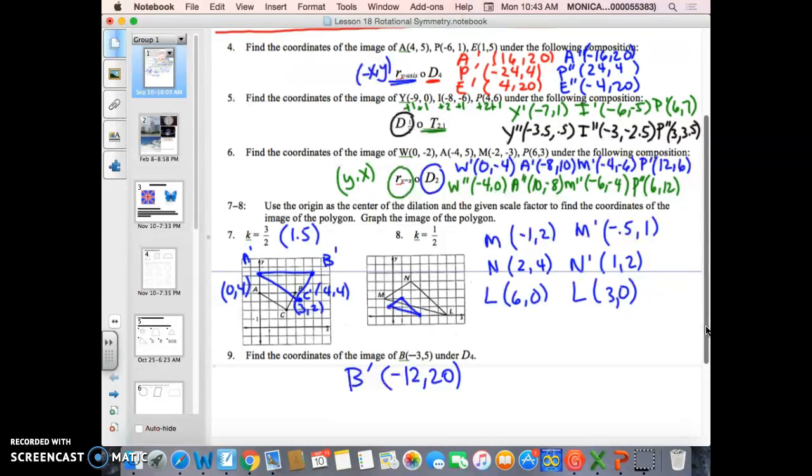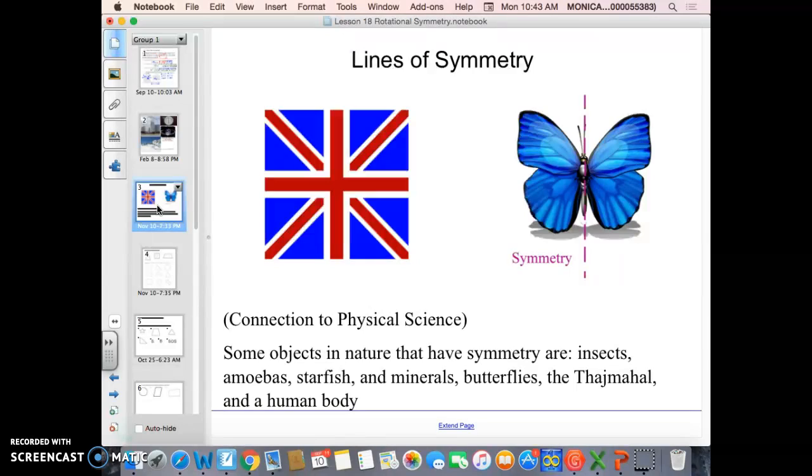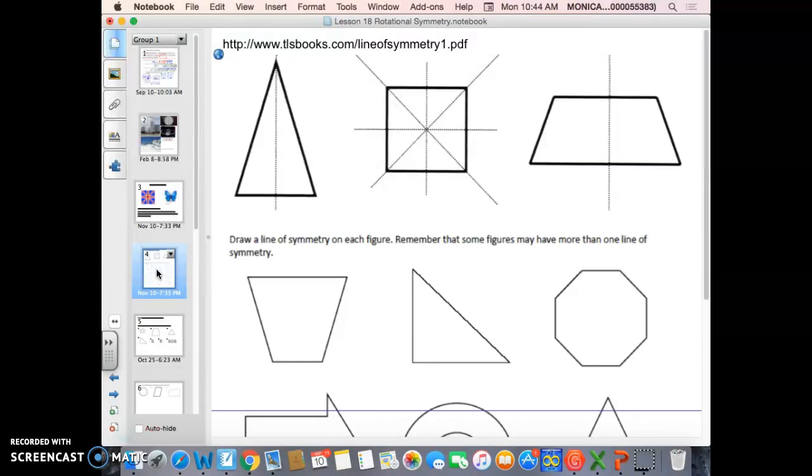All right. So today, like I said, we're talking about rotational symmetry. Some things that have rotational symmetry are a Ferris wheel, a clock, the earth, people that do spins on their skateboards or snowboards, right? And then if we're talking about lines of symmetry, then we're talking about reflectional symmetry. You'll notice that a butterfly has symmetry, you have symmetry, the British flag has symmetry, and so forth. Most objects in nature have some kind of symmetry.